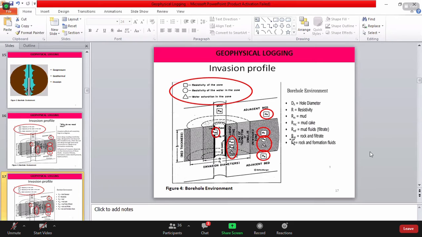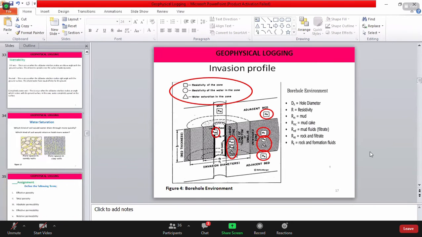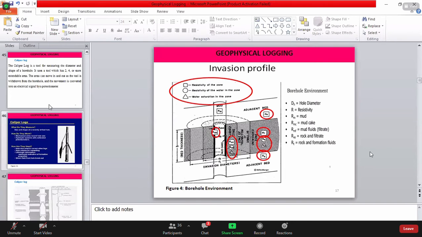Then we have the RXO, that represents the resistivity of the flushed zone. So we use XO for the flushed zone. And RT is the true resistivity of the formation. That's the one that gives us the resistivity of the formation. You can recollect it in one of the logs that we looked at, okay?